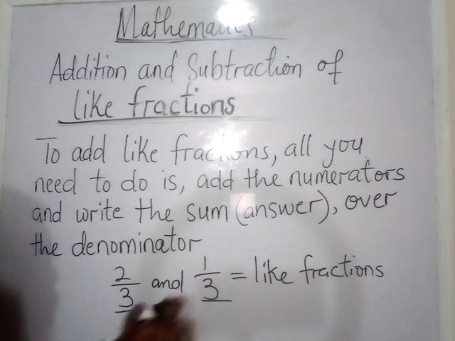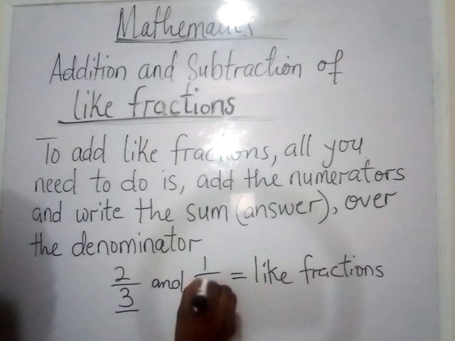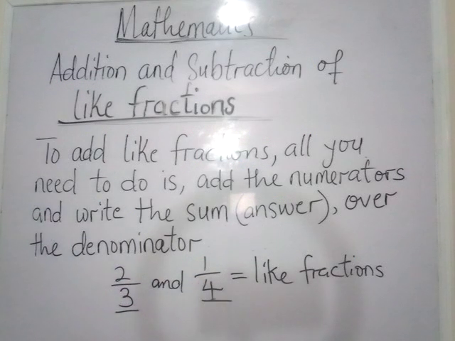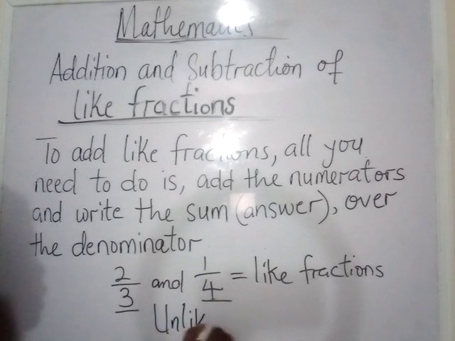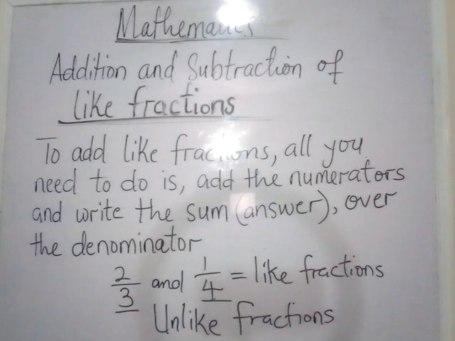But if you have a fraction like this, 2/3 and this is 1/4, if you look at the denominators, they are different. So fractions like this are called unlike fractions. So if the denominators are the same, they are alike, okay? They are like fractions, but when the denominators are not the same, they are unlike fractions.